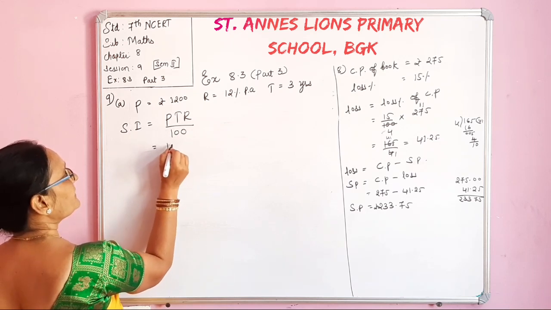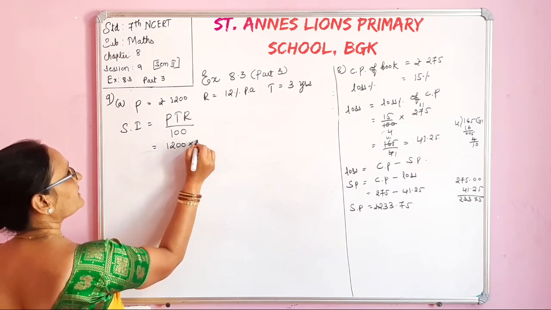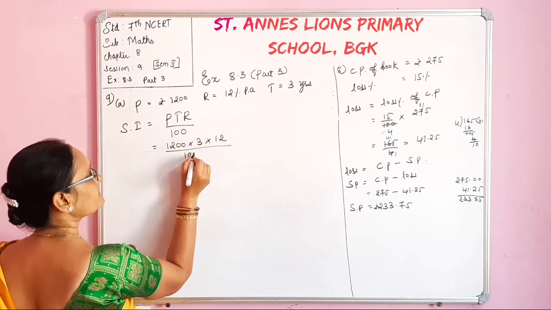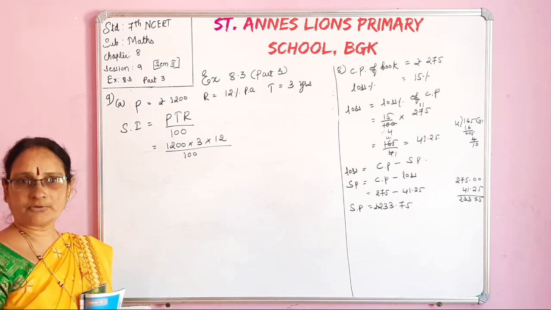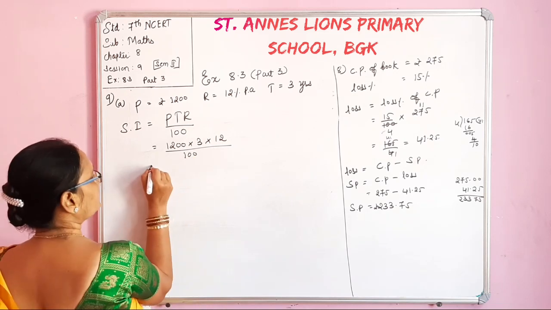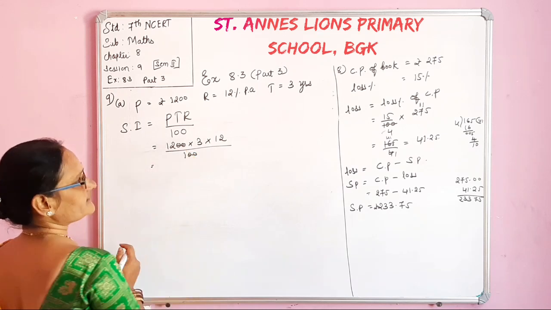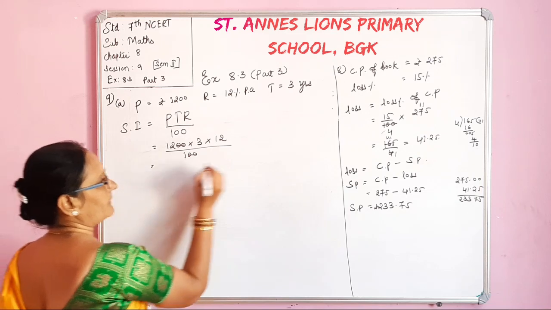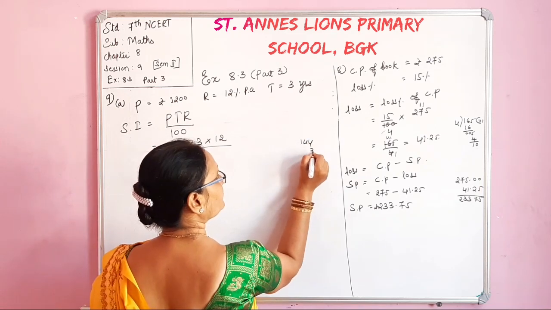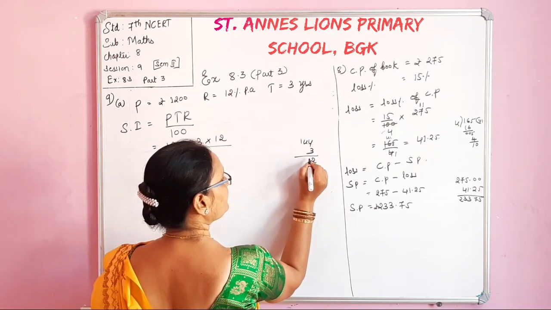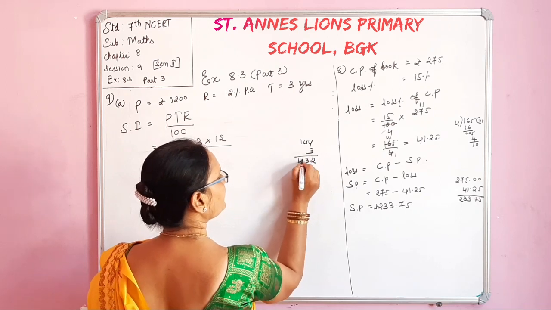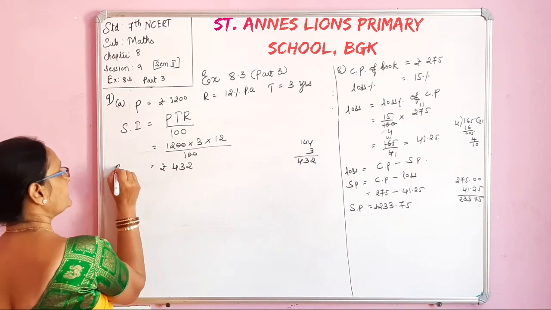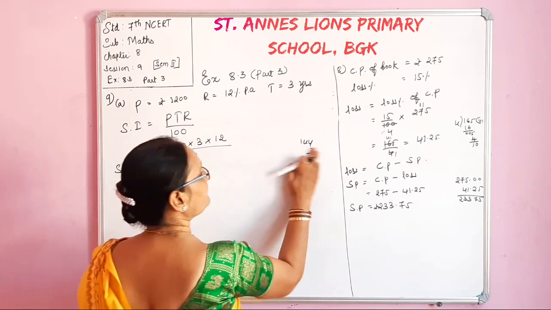Okay. What is P here? 1200. What is time? 3. What is rate of interest? 12 divided by 100. Okay. Now see here, 2 zeros got cancelled. 12 12s are 144. 144 into 3. 3 4s are 12, carrying 1. 3 4s are 12 plus 1, 13, carrying 1. 3 1s are 3. 432 rupees. 432 rupees is simple interest on that money.